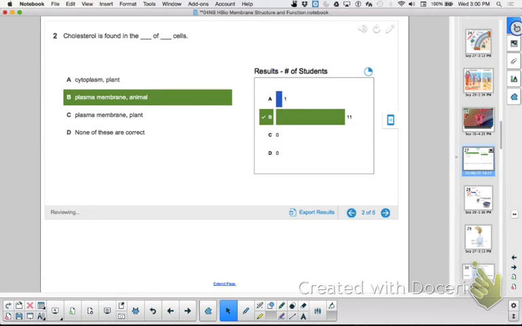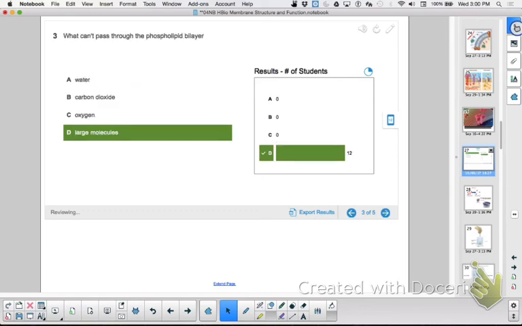All right, so cholesterol is found in the plasma membranes of animal cells. Somebody said plant. Get it in your mind. Animals, cholesterol. Animals, cholesterol. Why don't plants need it? They have a cell wall.